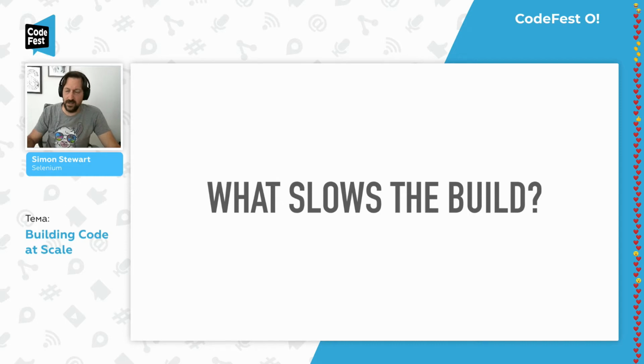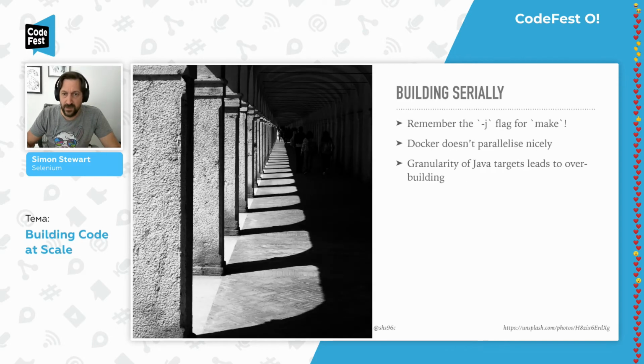So, this is a fairly standard build. What slows us down? What we want to be able to do is build code at scale. And building code at scale means that we really ought to be able to build things quickly. In order to build things quickly, we need to understand what's slowing us down. Well, the first thing that slows us down is the fact that by default, things like make and the Dockerfile will run in serial. So they'll run one step, then another step, then another step, then another step.